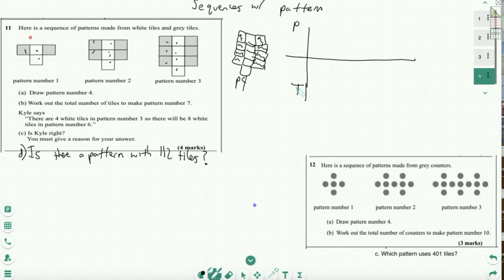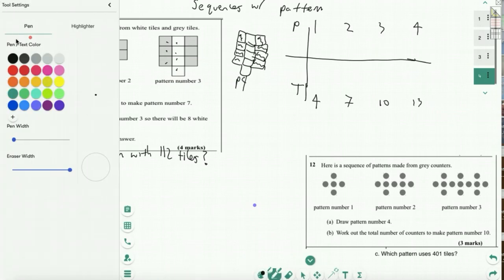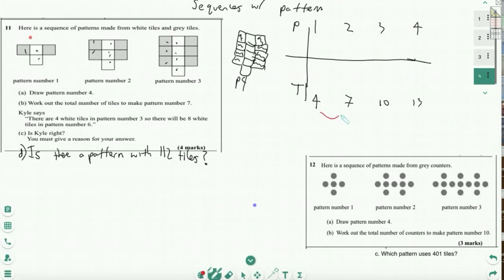So what you're counting is always on the bottom. So pattern 1 has 4 tiles, pattern 2 has 7 tiles, pattern 3 has 10 tiles, pattern 4 has 13 tiles. So our term to term rule we see is +3. This is our term to term. Don't forget the vocabulary. So I'll make our nth term, and I'll make it based on 3. So if it's +3, it has to be times by 3. So 3 times 3 makes 9, plus 1 is 10. So it's going to be p times 3 plus 1.